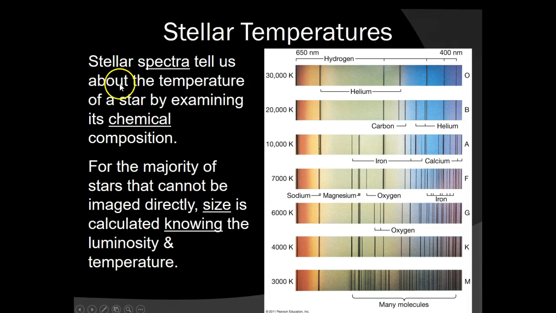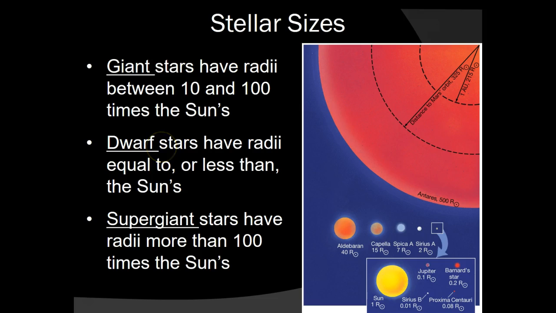The stellar spectra tells us about the temperature by looking at its chemical composition. For most stars, the size can't be imaged directly, right? We can't measure it perfectly, but the size can be calculated by knowing the luminosity and the temperature. So let's look at some stellar sizes.